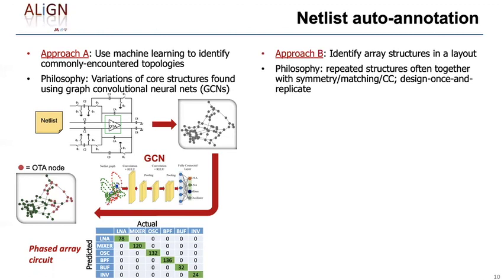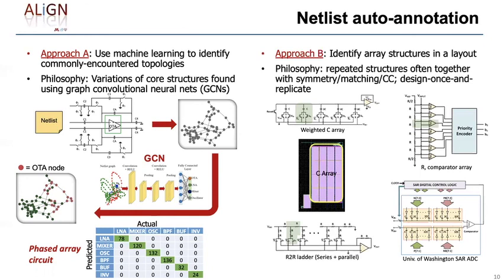identify array structures in the layout, then these repeated structures are often placed together. They're often placed with symmetry, matching, or common centroid constraints. So we can design them once and replicate them. Examples are shown over here. In this circuit, you can see that the structure is repeated several times. And so we extract from it a capacitive array that's placed here.